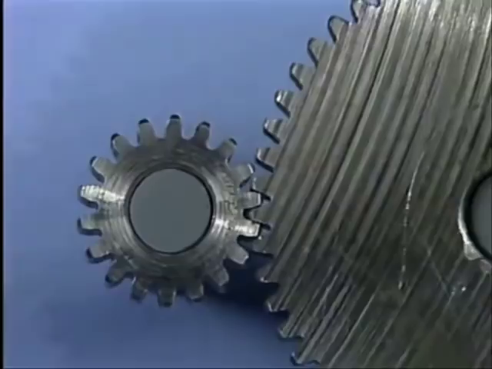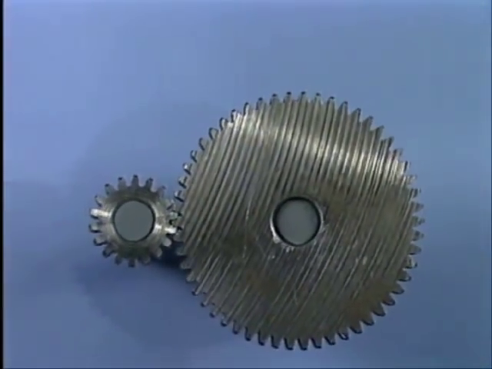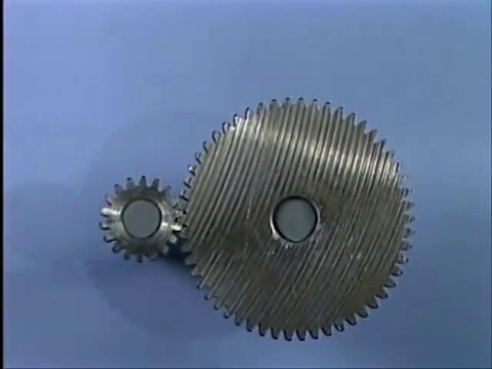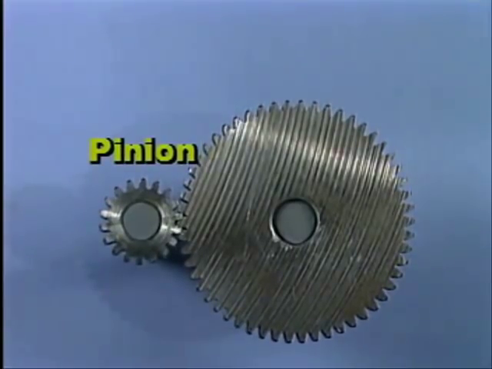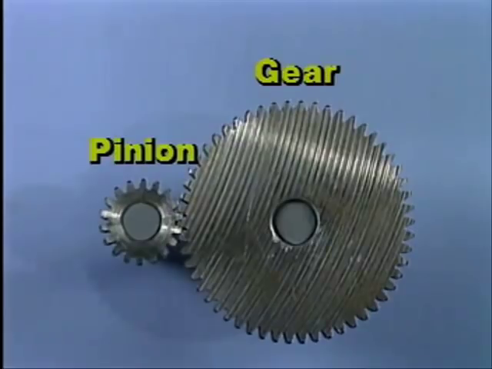Often, gears that are meshed together will be of different sizes. In this case, the smaller gear is referred to as the pinion, and the larger one is simply referred to as the gear.